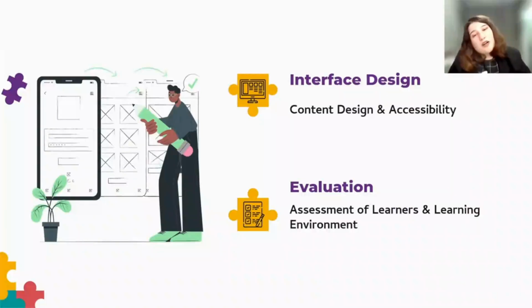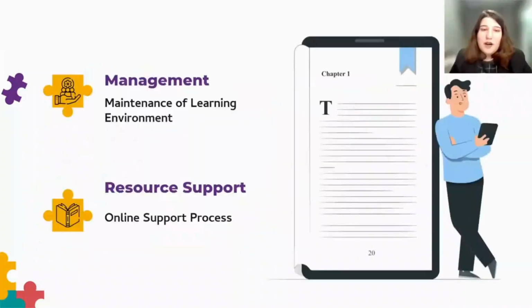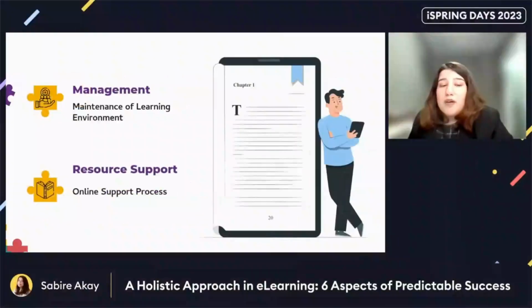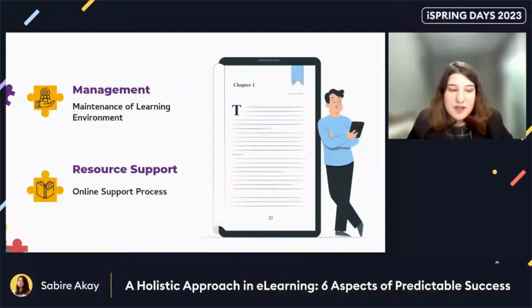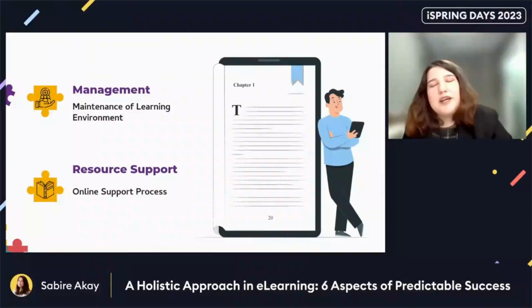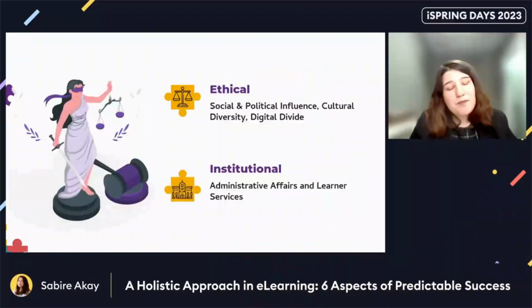After that, another aspect is evaluation, which includes the assessment of learners, but does not just stay with learners. We need to assess the learning environment and also assess our own content. Also, we have the management part, which includes maintaining our learning environment to understand the people there, to understand the process and product there. Also, another part is resource support, in which we need to provide online support to our learners and all other stakeholders of our education process.